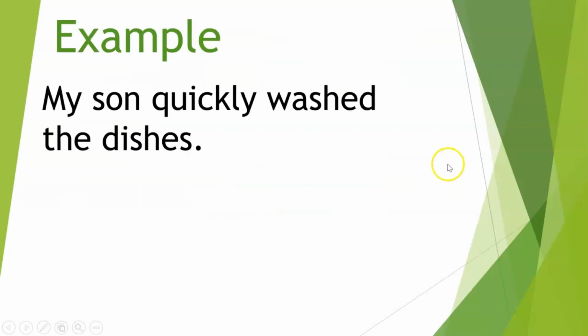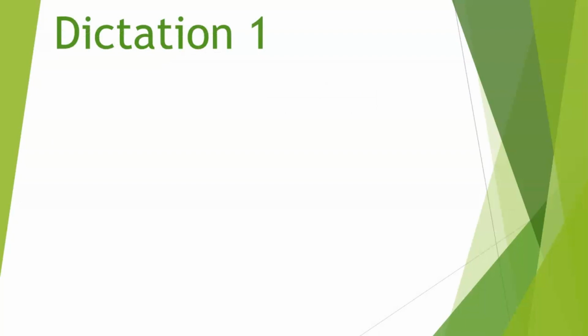Here is an example. If I say, my son quickly washed the dishes. My son quickly washed the dishes. You will write this on your paper, and then you will look for the adverb, quickly, and then you will look for the verb, washed. So my son quickly washed the dishes. This is the adverb, and this is the verb. Okay, everyone, let's get on to it. Let's get started with our dictation number 1.